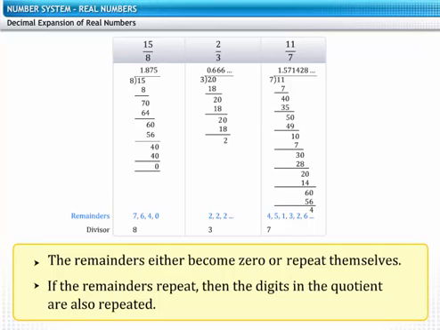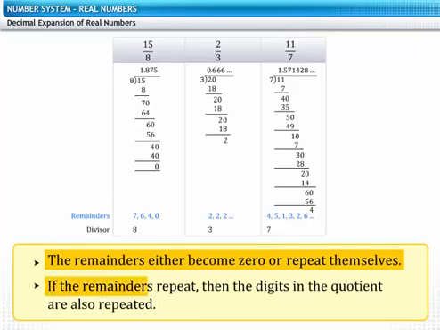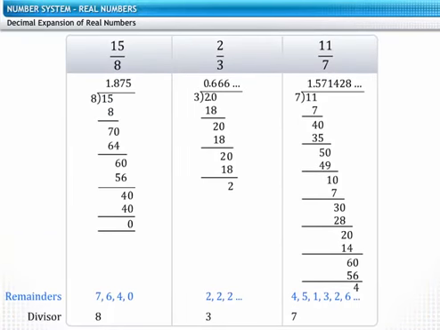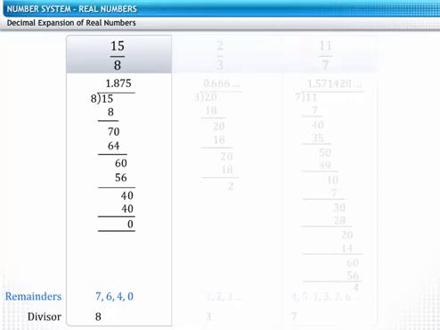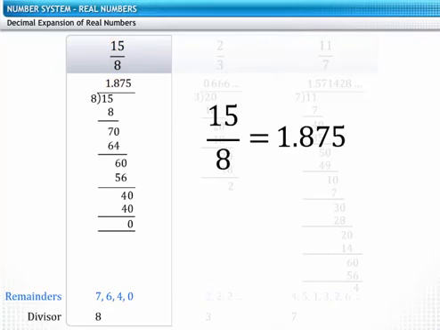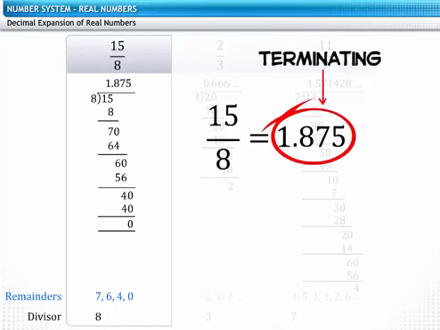Here are the conclusions based on the observations. The remainders become 0 after a certain stage or repeat themselves. If the remainders repeat, then the digits in the quotient are also repeated. Here, two cases arise. On solving 15 divided by 8, the remainder becomes 0 after some steps, and its decimal expansion is equal to 1.875, since the decimal expansion of the rational number is the quotient of division. In this case, the decimal expansion terminates after certain steps. The decimal expansion of such numbers is called terminating.